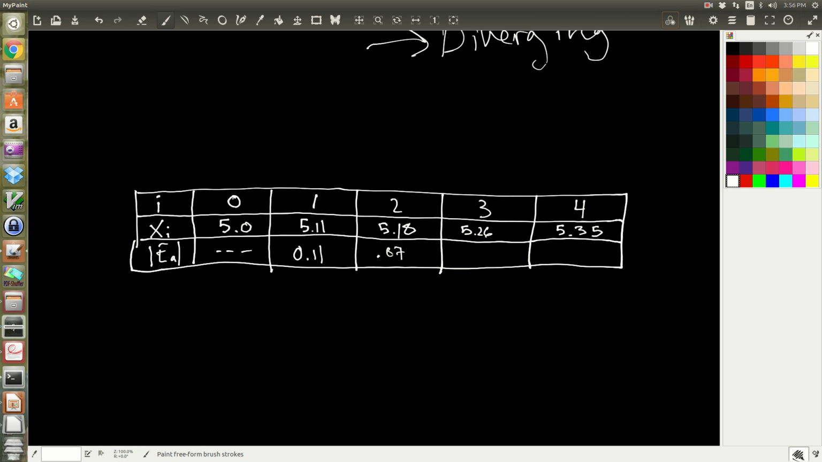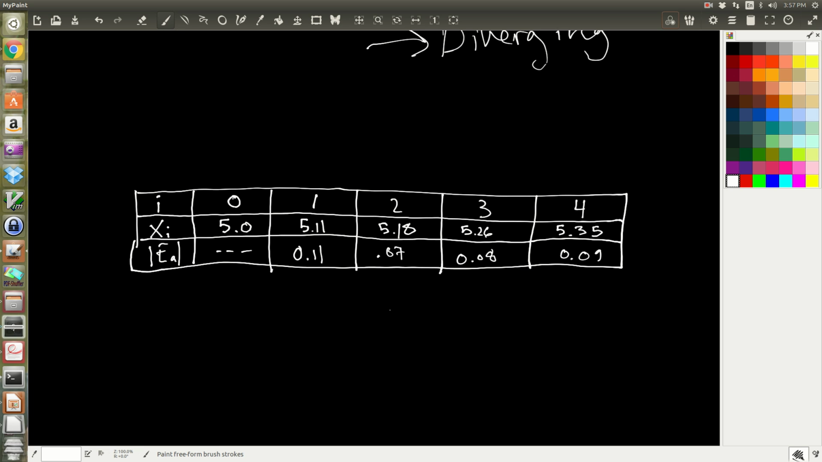which is 0.07. Now just looking at this, we could say, hey, after the first two iterations, our error is getting smaller. It went from 0.11 to 0.07. But let's keep going and see what happens. If we calculate here, we get 0.08 and then 0.09. Okay, it's not going down anymore, it's going up. So is this converging or diverging?